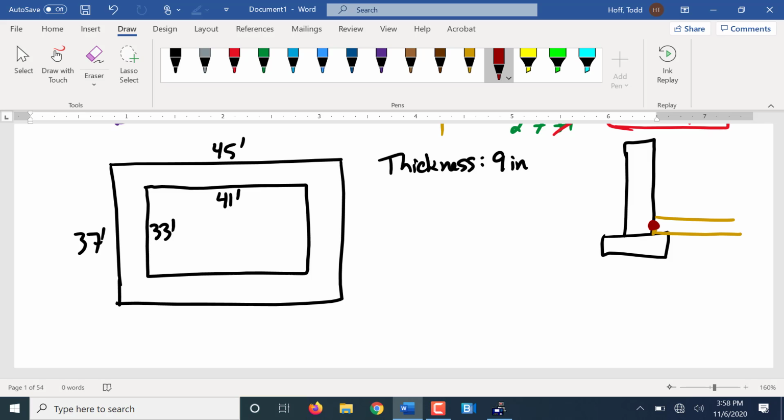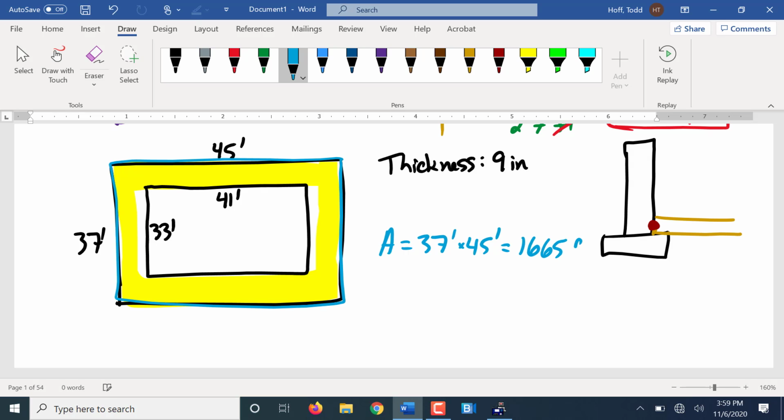Okay, so anyway, let's find the area of the surface of this footing here. All we're going to do is find the area of the big rectangle. How do we find that area? Perfect. 37 times 45. What's that come out to be? 1,665 square feet.